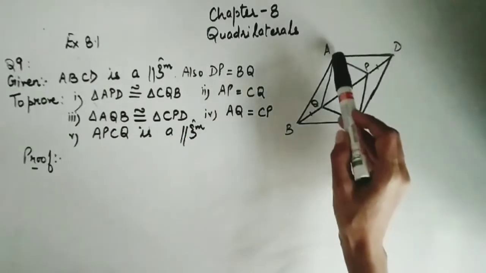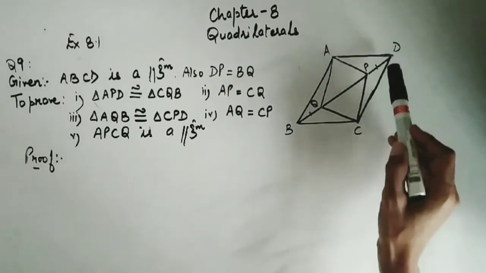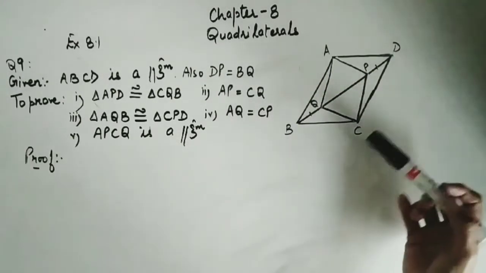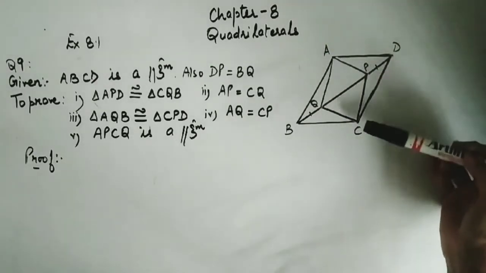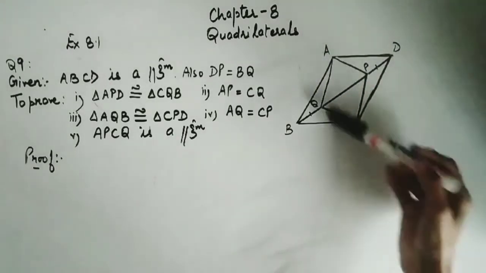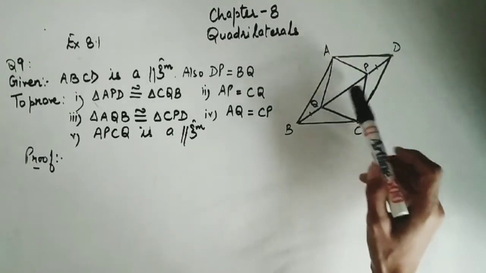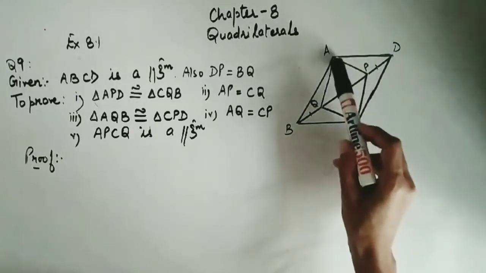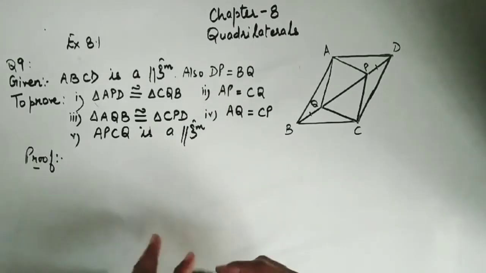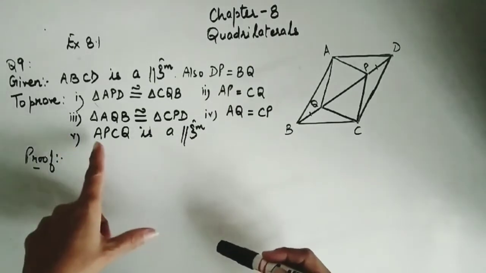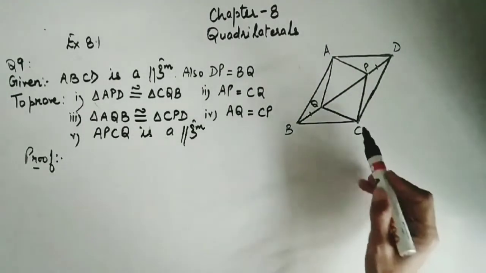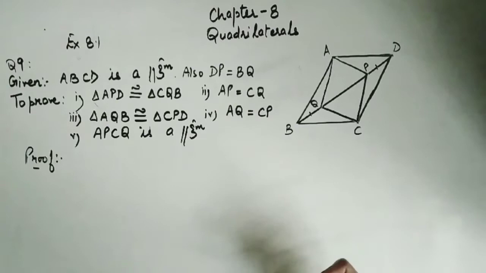First one is APD. This is a triangle because when P and Q are points taken on the diagonal, then AP is connected, CP, CQ and AQ. All these are connected, and inside also there is one quadrilateral obtained. APCQ is another quadrilateral. So let us see what all needs to be proved. For the first one, they say prove that APD and CQB are congruent.